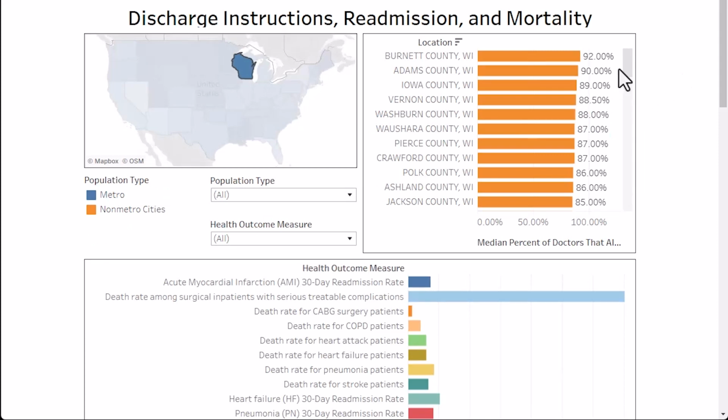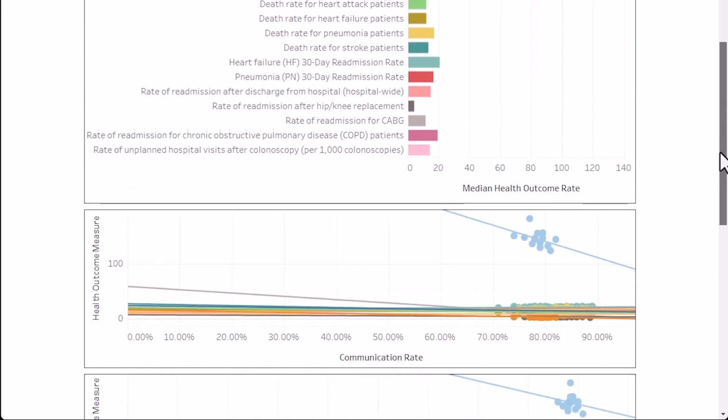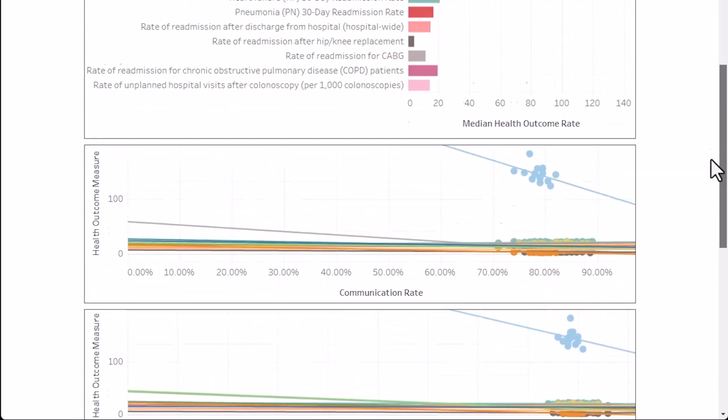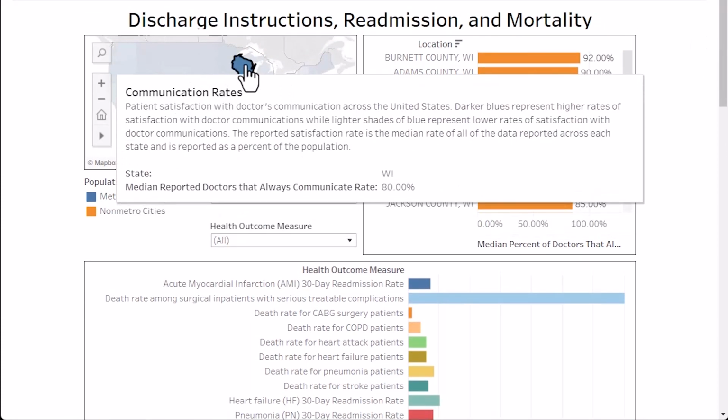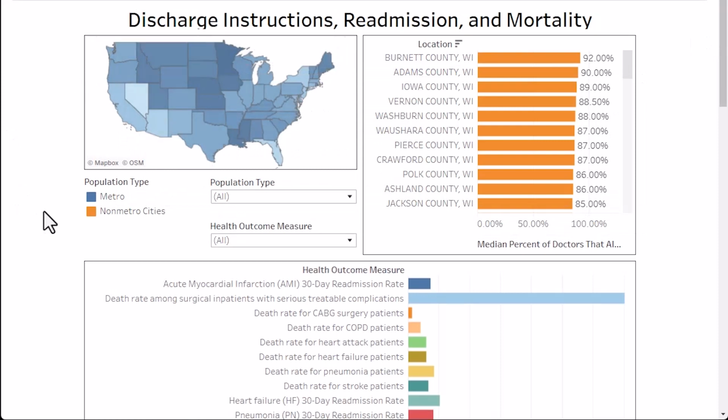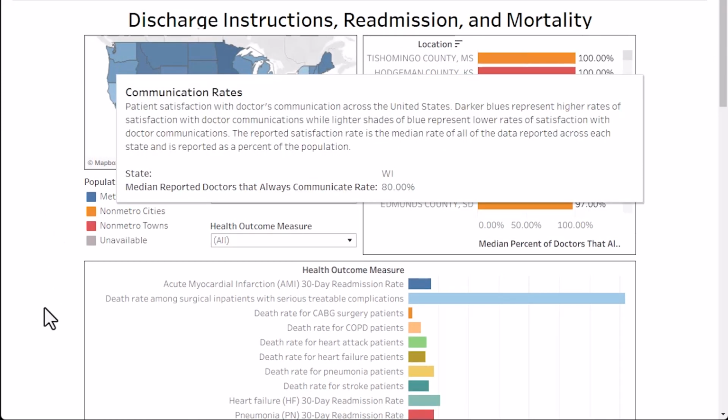So we can see the counties listed that are from Wisconsin in descending order of patient satisfaction rate, and then we can look at the health outcome measures just for the state of Wisconsin. Now if we click on Wisconsin again, that will refresh the dashboard with all 50 states again.